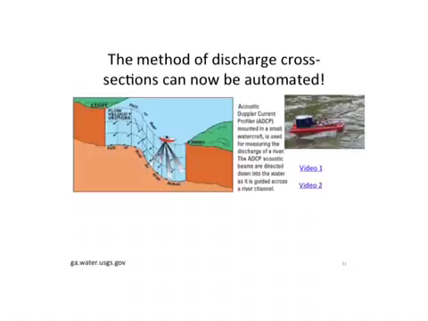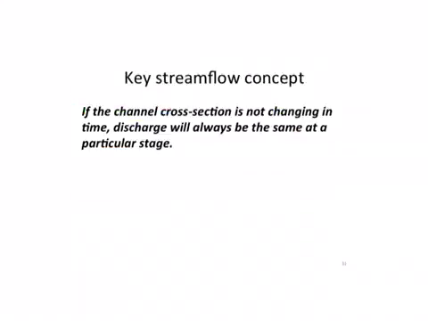Now I'll send you guys some video links just to show you that you could automate this method of determining discharge cross sections. There are these remote controlled little boats that will navigate cross sections across the stream and get velocity at the depth.